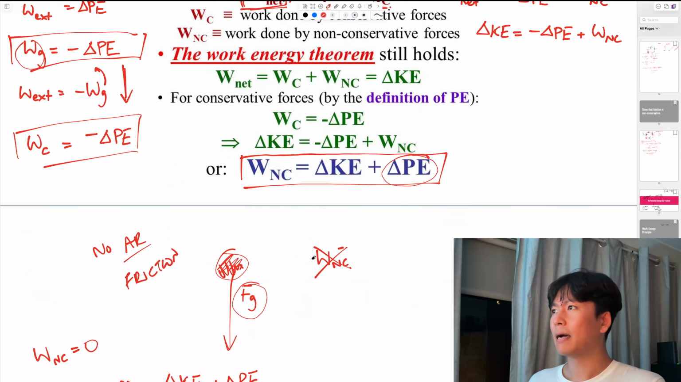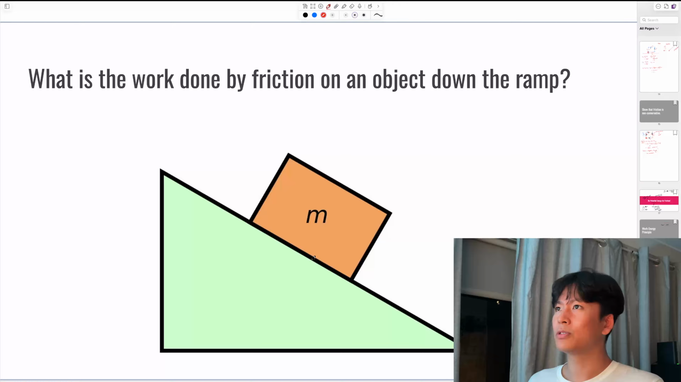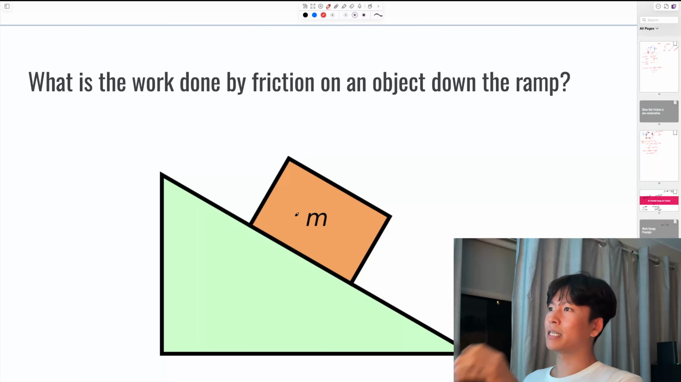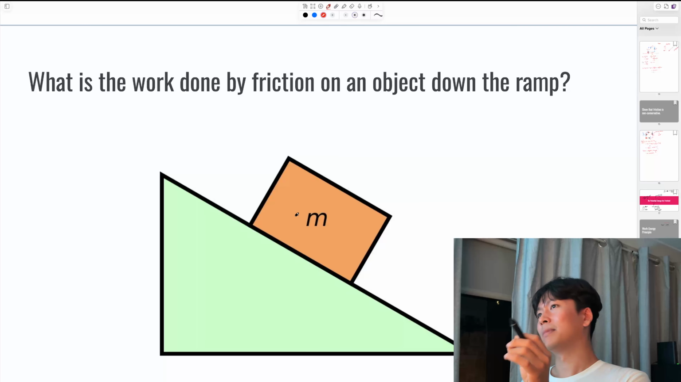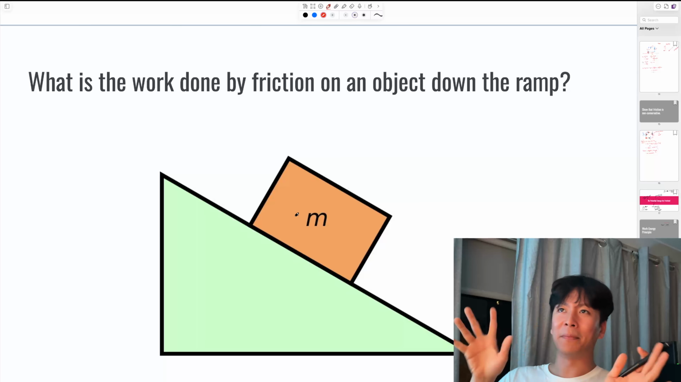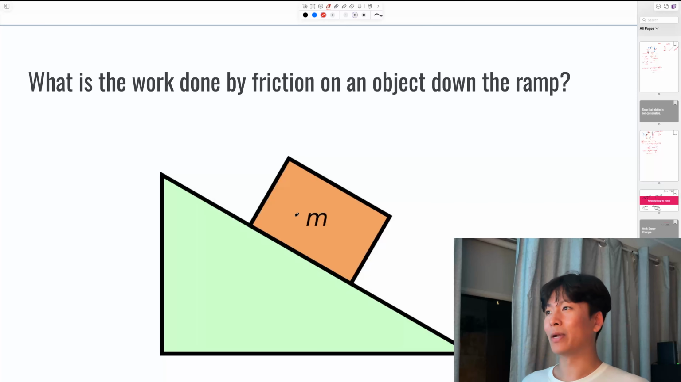But otherwise, I do want you to try this, right? So work out what is the work done by friction on an object down a ramp. See if you can try to form a mathematical equation for it.